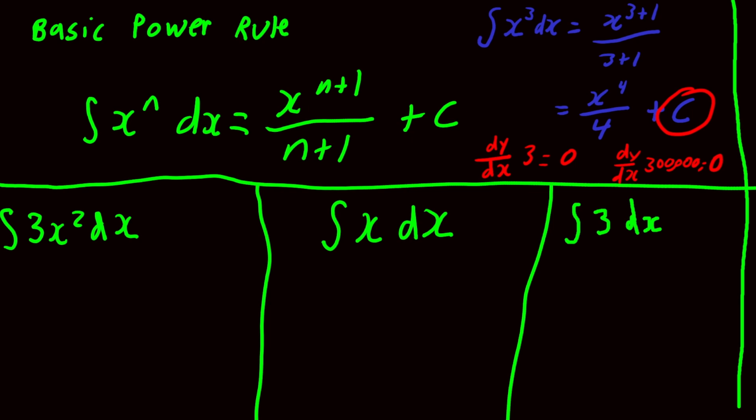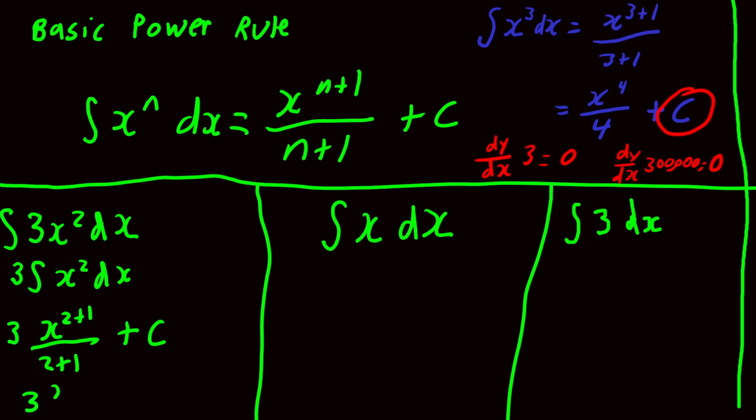Now, let's do some examples. The integral of 3x squared dx. Now, similar to derivatives, we can pull out a constant. So what does that mean? Well, this would be 3 times the integral of x squared dx. We just pulled out that 3. Now, let's use our power rule. 3 times x to the 2 plus 1 over 2 plus 1 plus c. You're going to get points off if you don't remember the plus c. Which is 3x cubed over 3 plus c, which is just, these cancel, x cubed plus c.